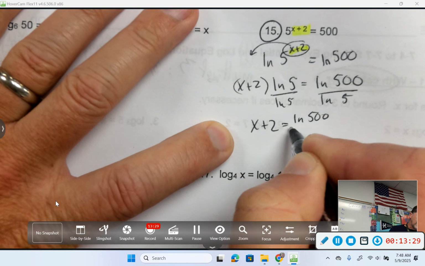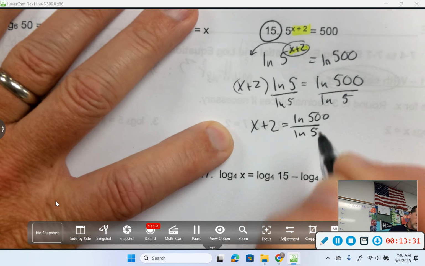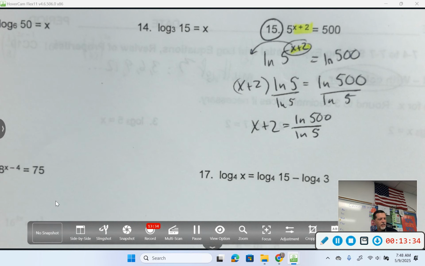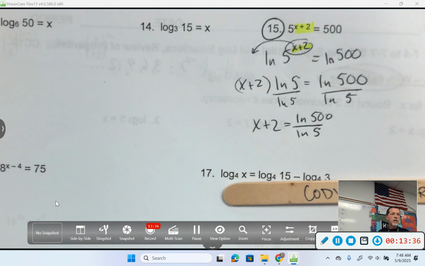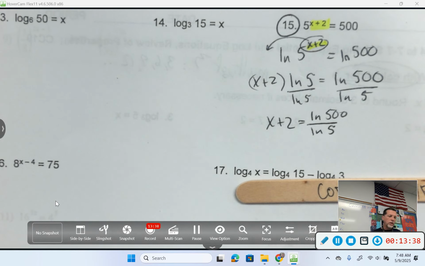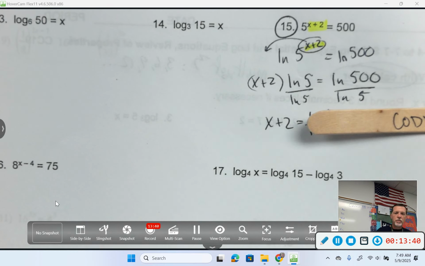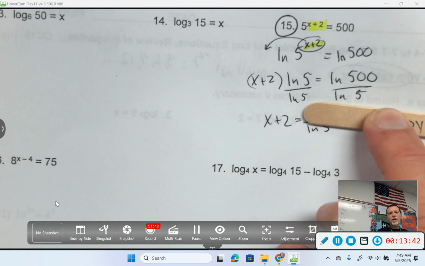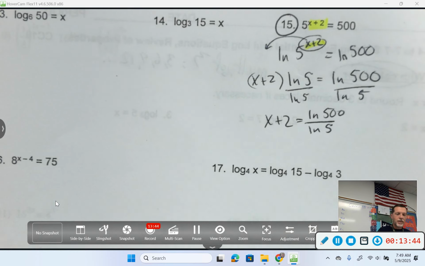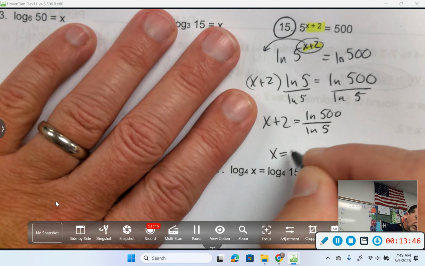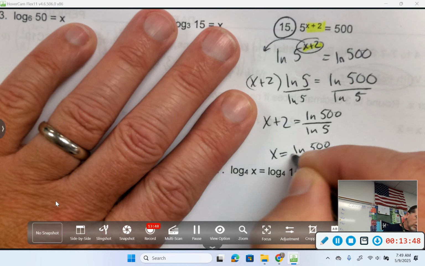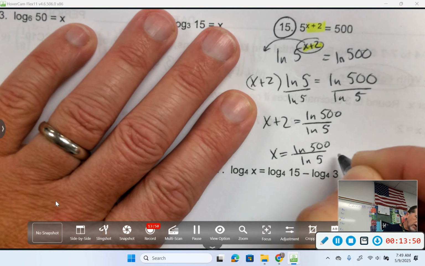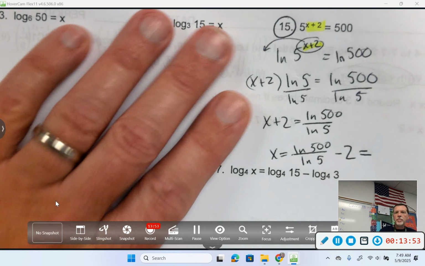So the right side's looking kind of crazy, but that's okay. The left side is getting cleaned up. Cody, the right side looks weird, but if you had x plus 2 equals something, what would you do to get x by itself? Subtract 2. So let's do that. Natural log 500 over natural log of 5 minus 2.